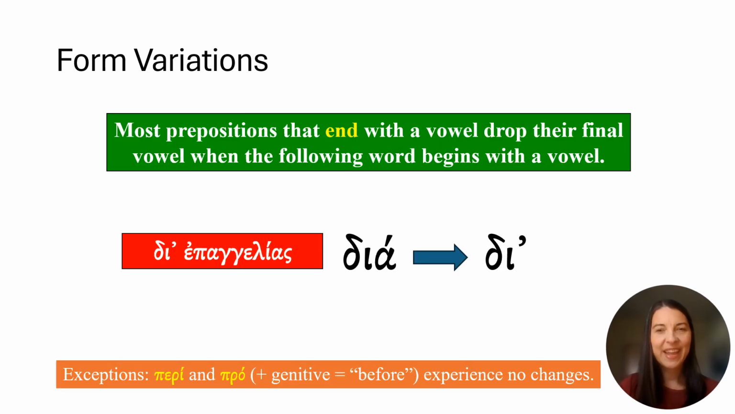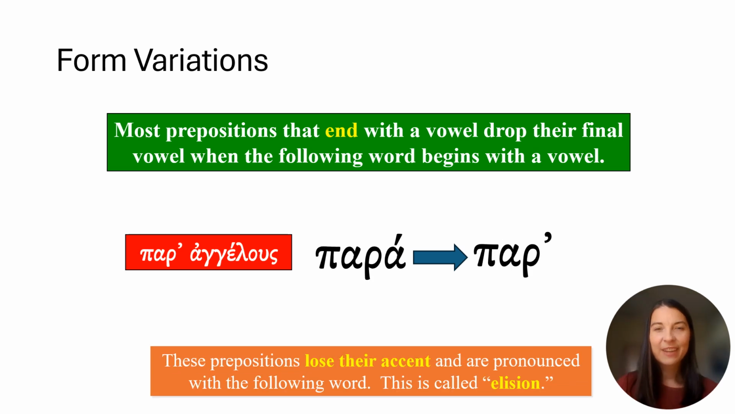For the prepositions that end with a vowel, sometimes their ending will drop when the next word also begins with a vowel. So here, the word dia has dropped to just di epengelas. The exceptions to this would be peri and pro. Those experience no changes. And here's another example. So para becomes par angelus, when added to this word that begins with a vowel.